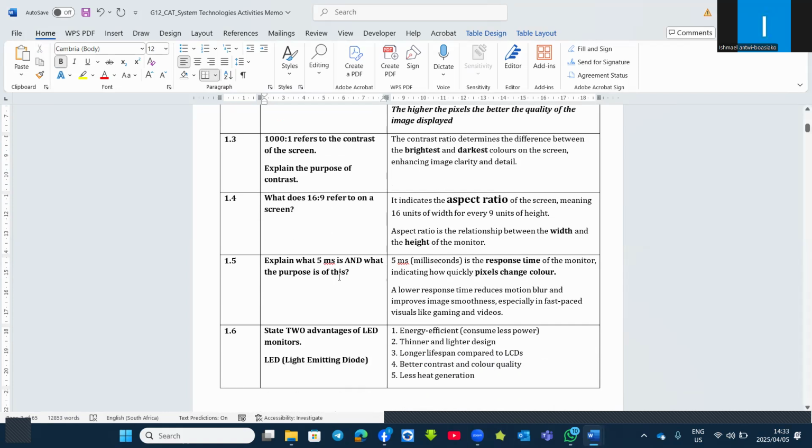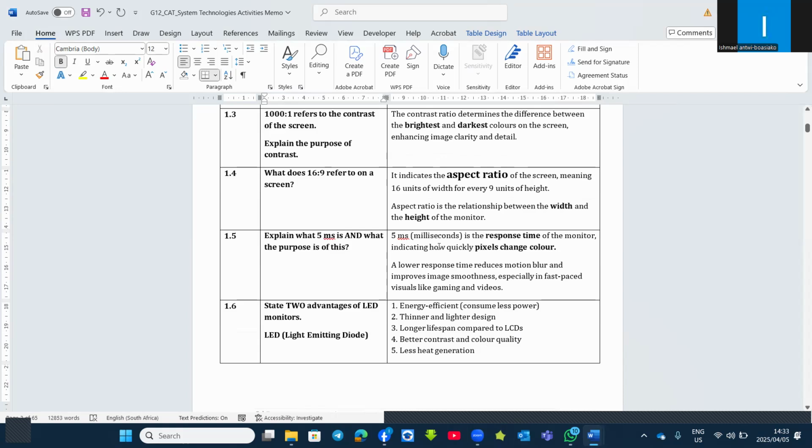Then explain what 5ms is and what its purpose is. Now, in 5ms, the ms stands for millisecond. So whenever you see the unit ms, millisecond, it means the response time of the monitor, which indicates how quickly the pixels change color on the screen. How quickly the pixels change color, that's what we call the response time.